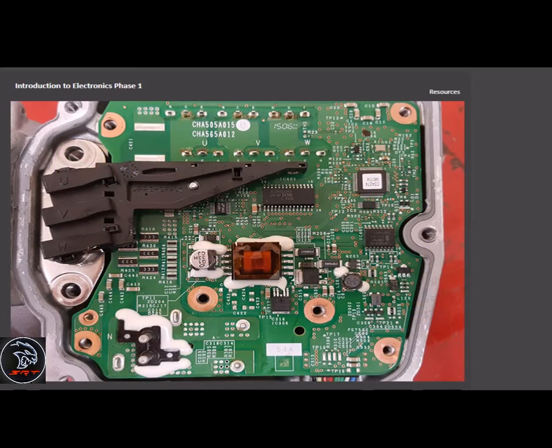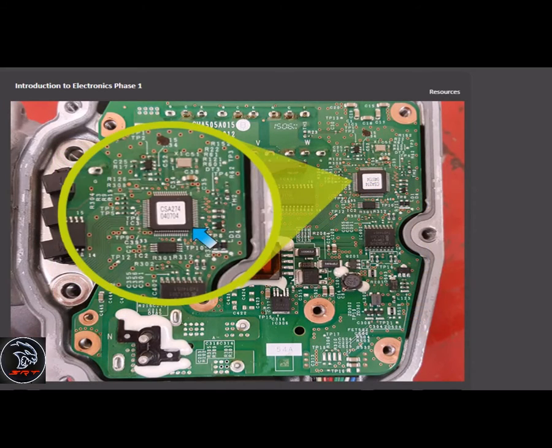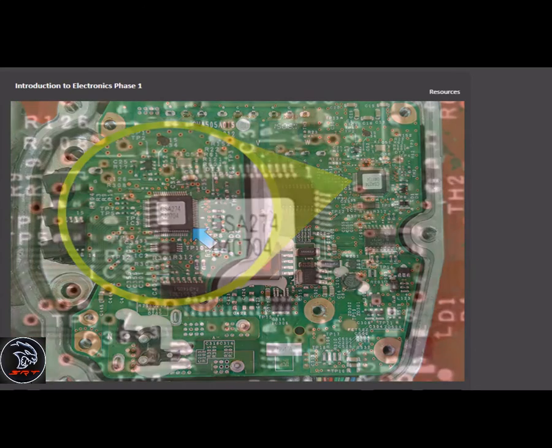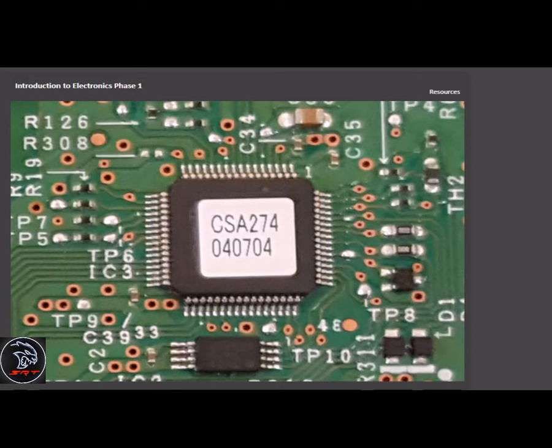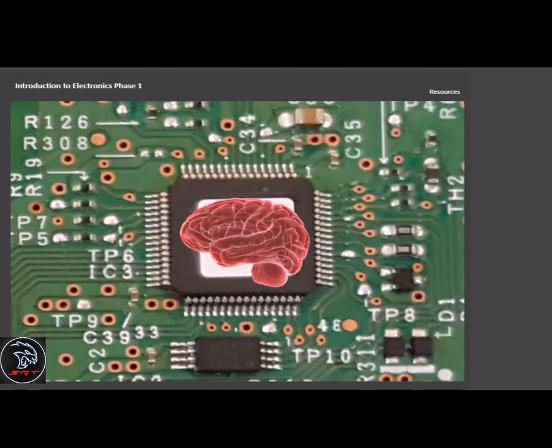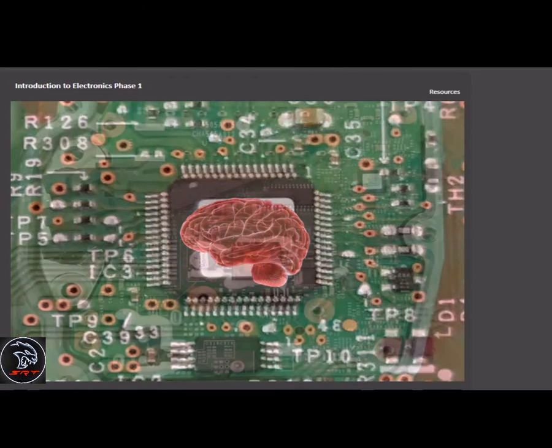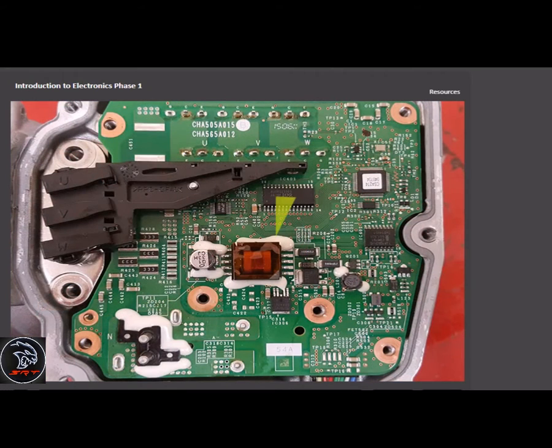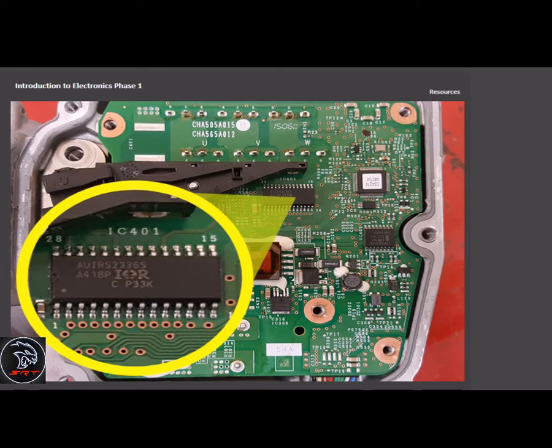Each control module contains a central processing unit, or CPU. The CPU is a microprocessor and is considered the brain of the module because it makes all of the calculations and decisions. Every microprocessor uses memory to perform calculations and then make decisions required to operate the various electrical systems and components.